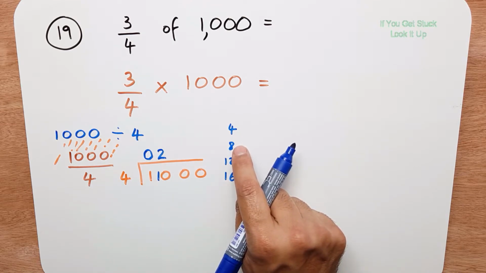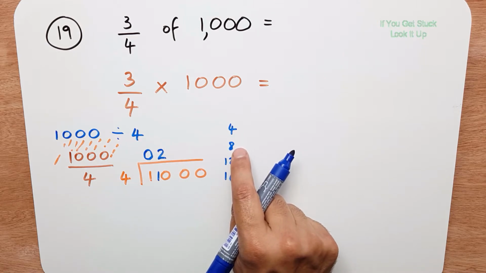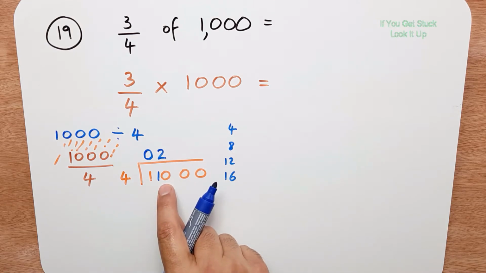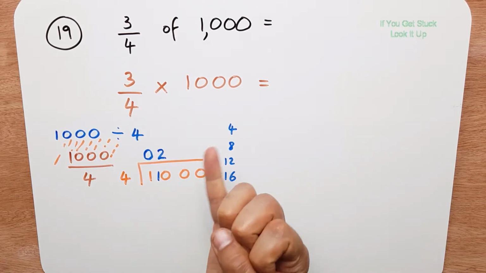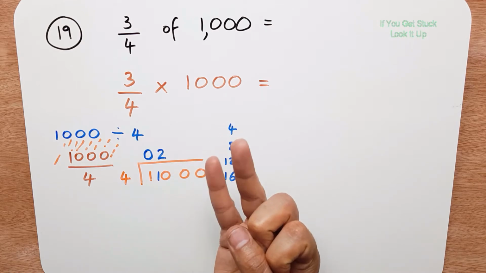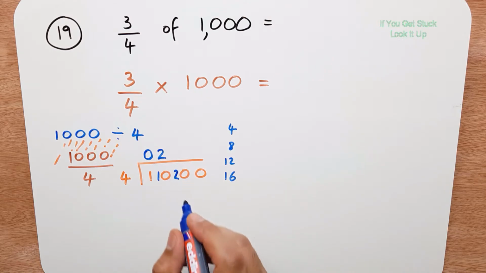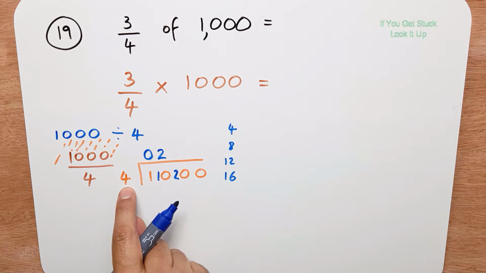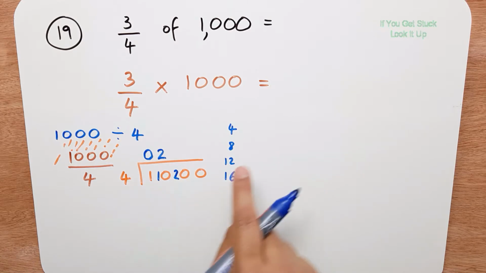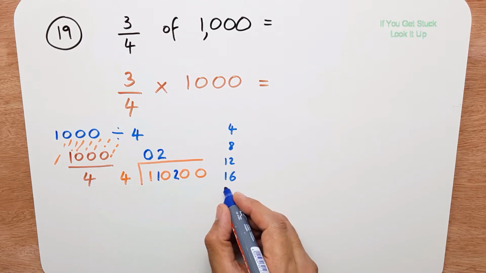So 4, 8, that's 2 lots of 4. I've used up 8 and I had 10. If I count up from 8 to 10, I've got 2. I put 8 in my head and then I do 9, 10. So that's 2, and I carry the 2 over to the next column. That's the remainder. Now how many 4s are there in 20? 4, 8, 12, 16, 20.